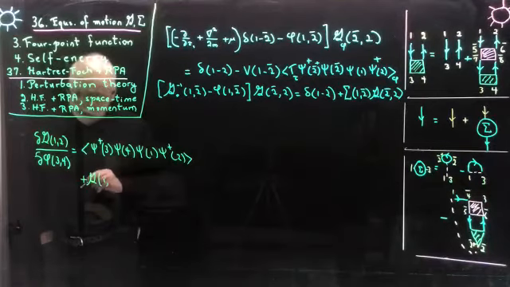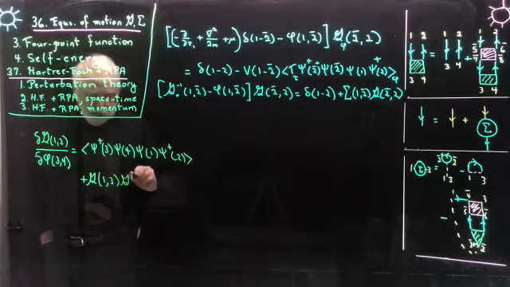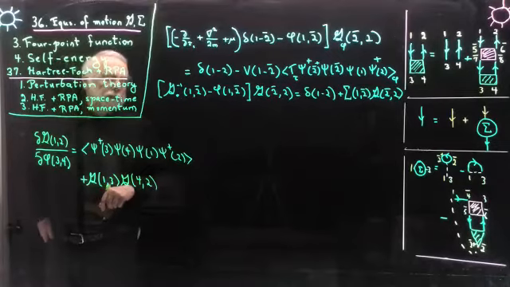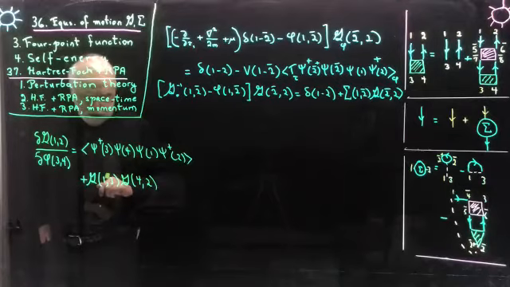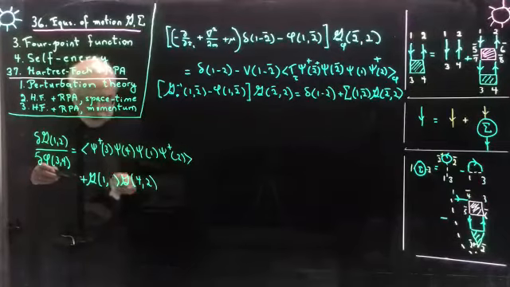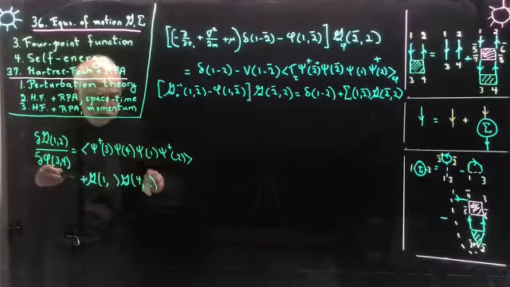G13 G42. So that came from the derivative of the denominator. I hope I get this right. I think this is G12, sorry, G12, G43.